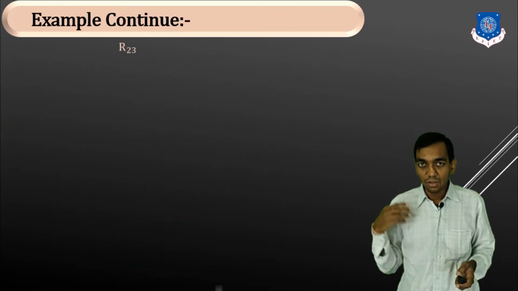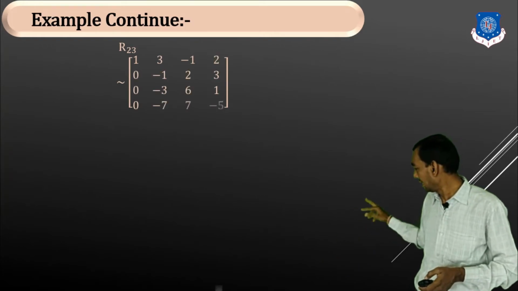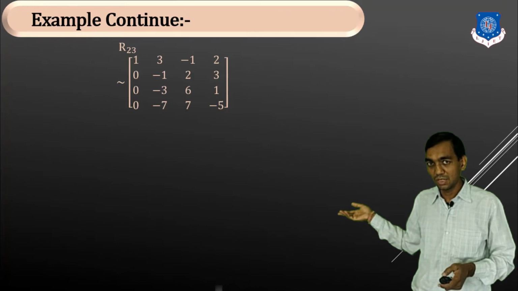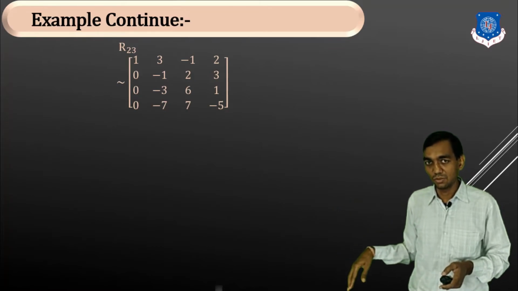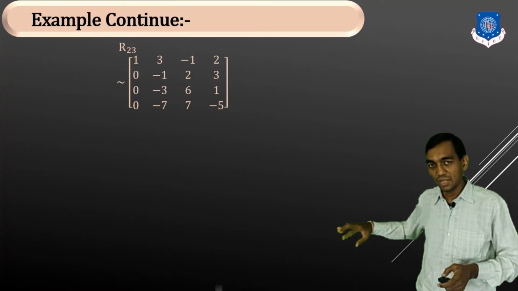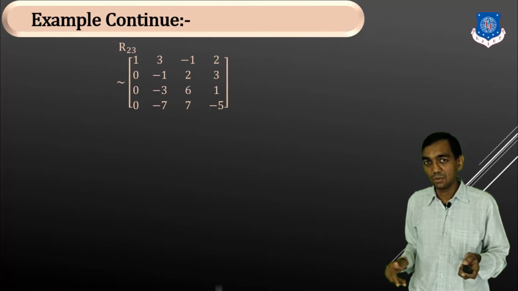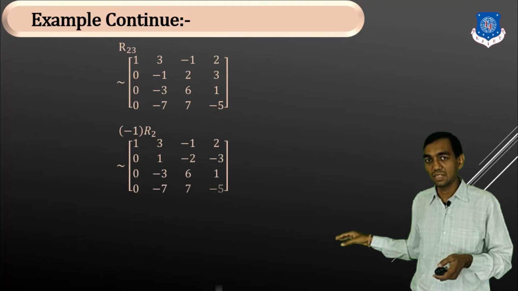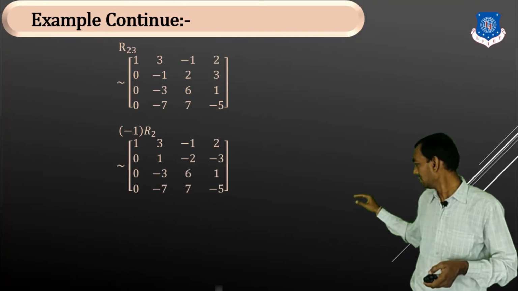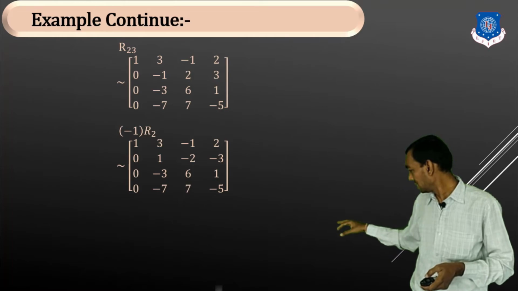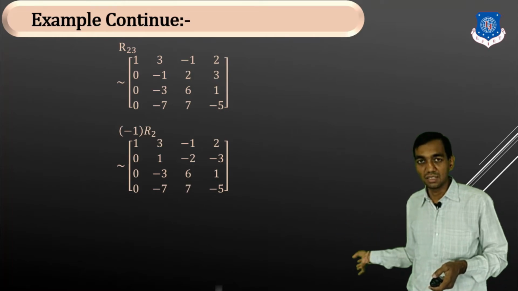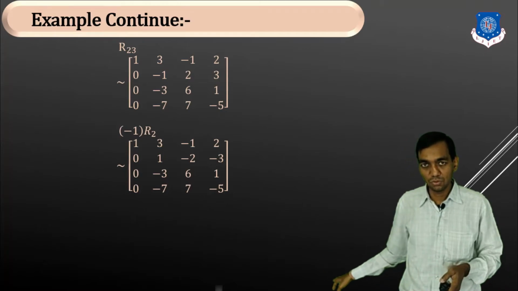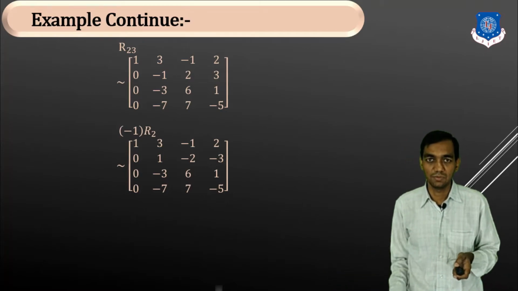Now we are going to interchange the second and third rows. See why? Because the second row has the first non-zero element -3, and the third row has the first non-zero element -1. So we are going to interchange them, and then multiply the second row by -1. That will give you the form 1 3 -1 2. The second row is 0 1 -2 -3, the third row will be 0 -3 6 1, and the fourth row will be 0 -7 7 -5.